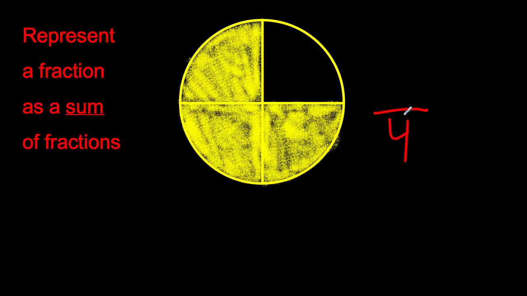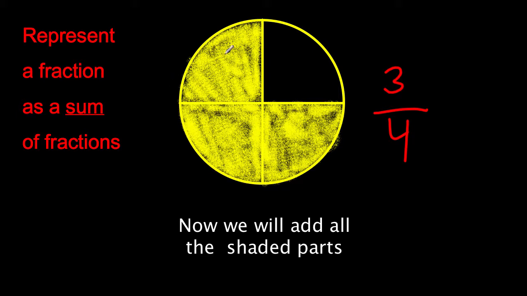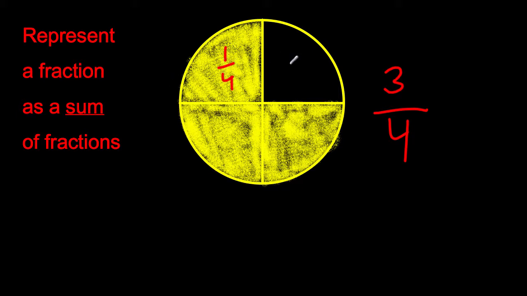How many parts are shaded? 1, 2, and 3. So 3 out of the 4 parts are shaded, or 3/4, so this entire circle is shaded. That's pretty simple, but let's do this as a sum of fractions. So this little section right here is 1/4 of the circle, and this little section is 1/4, and this little section is 1/4, and this little section is 1/4.